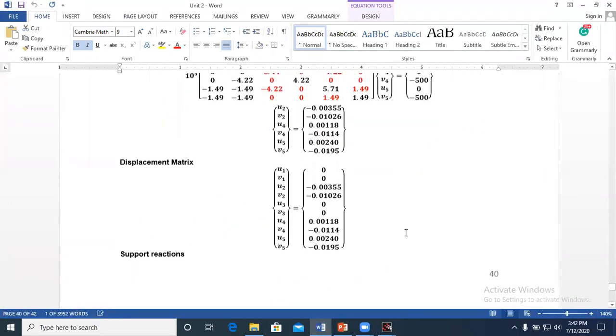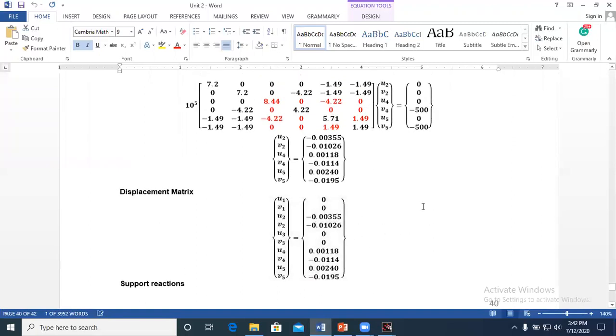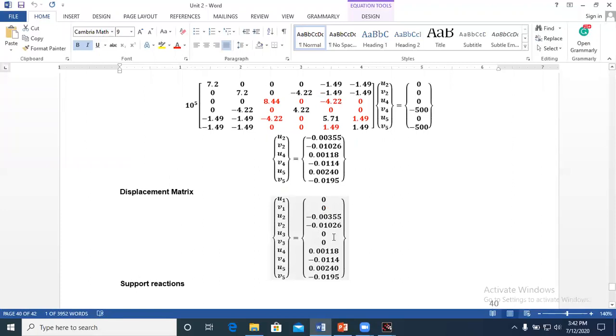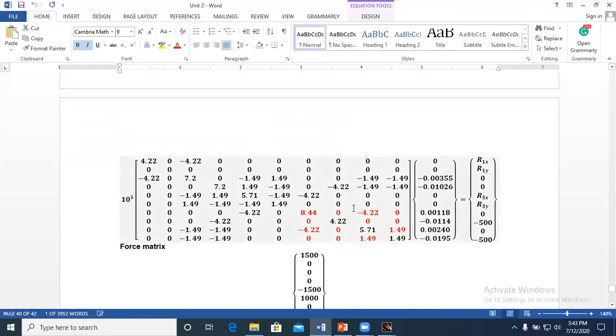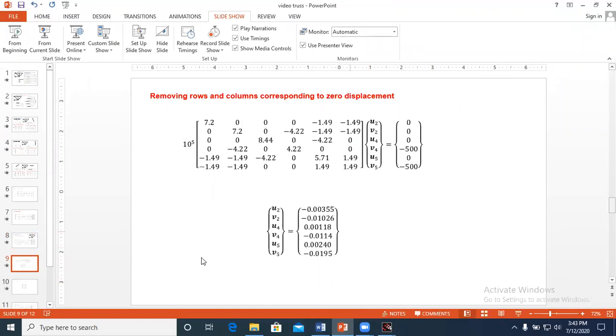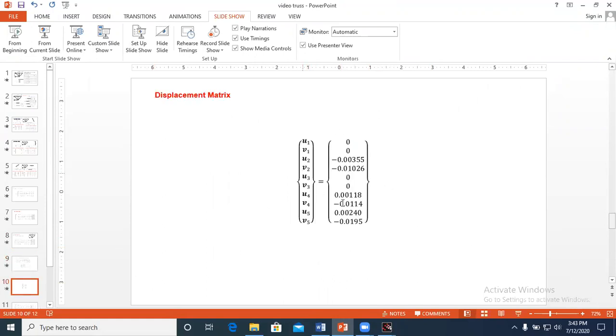Okay, it is calculated directly. You use these values in this equation and calculate the displacement matrix. Calculate the support reactions. For support, you see this one. Now here I have written displacement matrix and this one. Now you complete the displacement matrix.